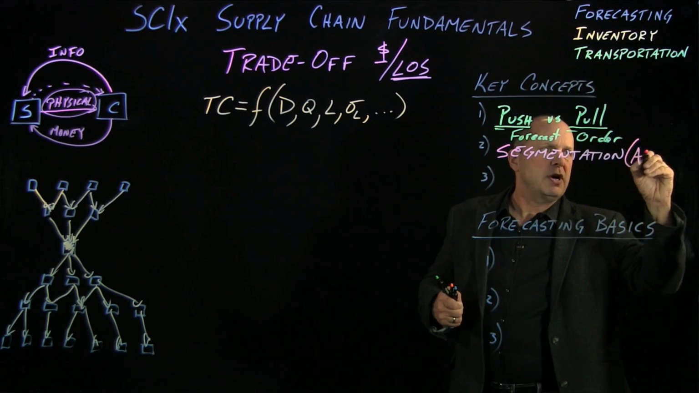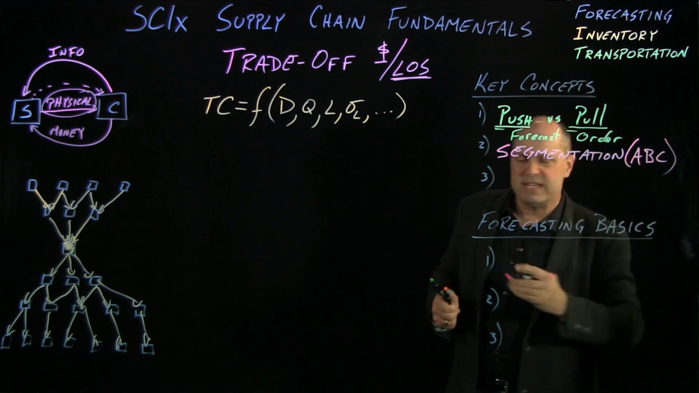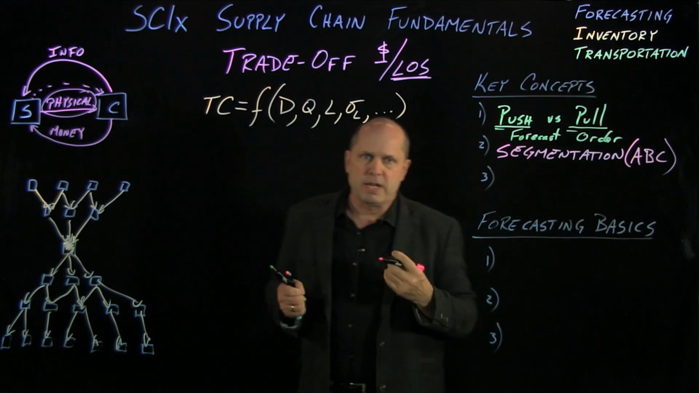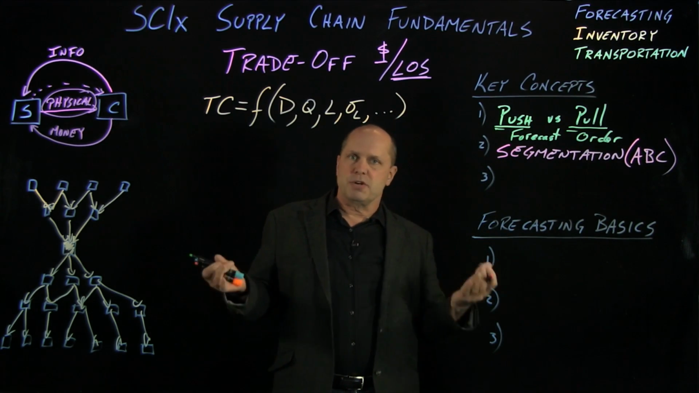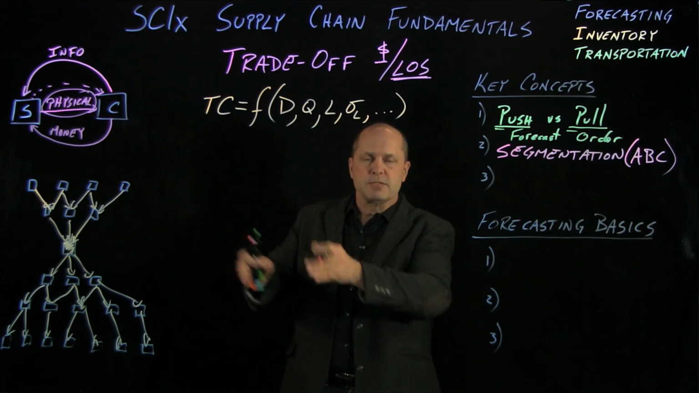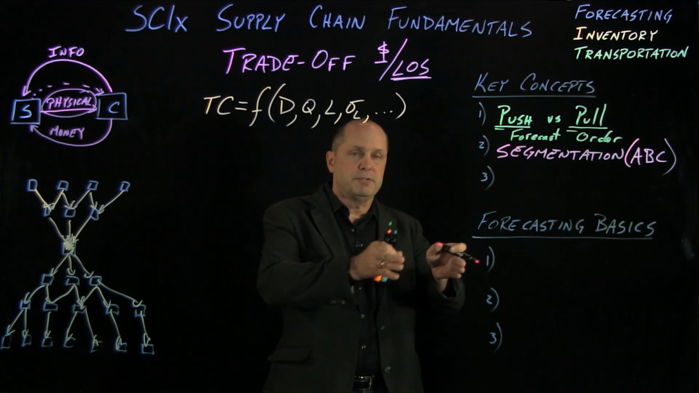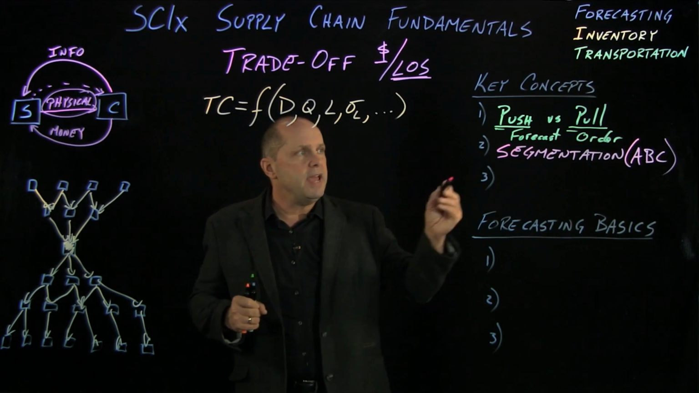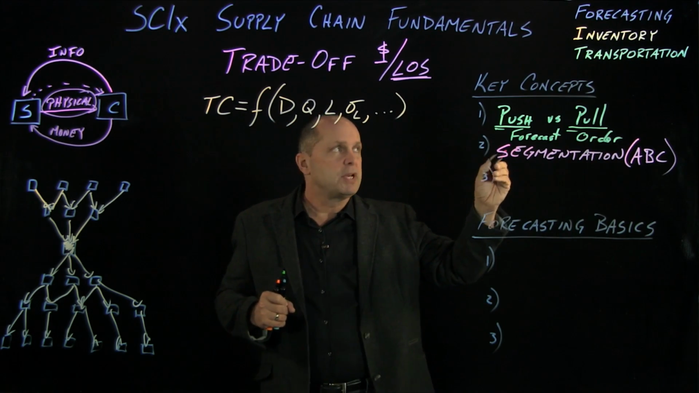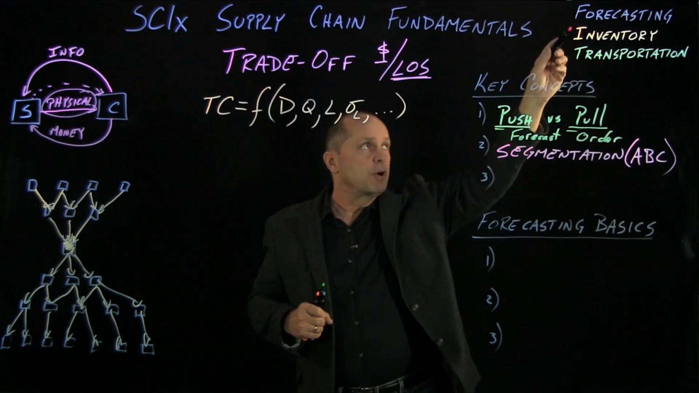And what we'll be talking a lot about is what's known as an ABC analysis, where you break your products, your suppliers, your customers into categories. Your A customers, your B customers, and your C customers. And again, the reason why you do that is because you will treat them differently in terms of forecasting, inventory, and transportation.